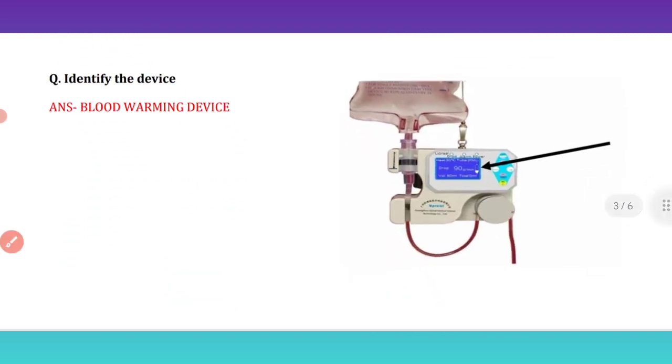Identify the device. So what device is this? Many of the students gave the answer, this is an infusion pump, this is a syringe pump. Okay, wrong guys. So here the exact answer is blood warming device. I will give you a scenario.